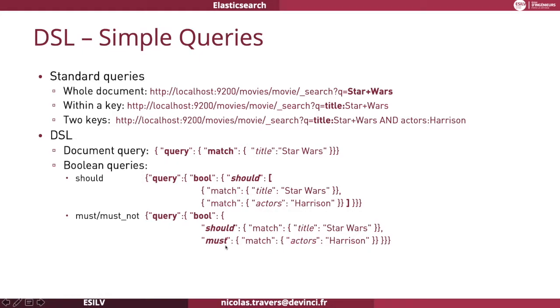But if you put the must here, you say that I want this in at least one of the values of the key actors. So I'm looking for Harrison always. And then it should take into account the Star Wars in the title. So it's very precise, the way that you can filter out your documents inside the database.